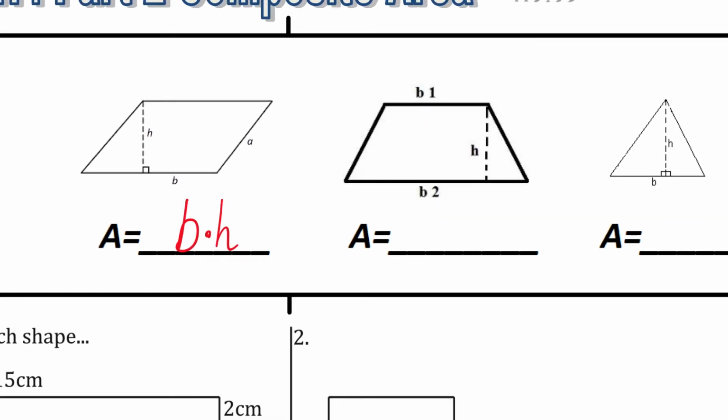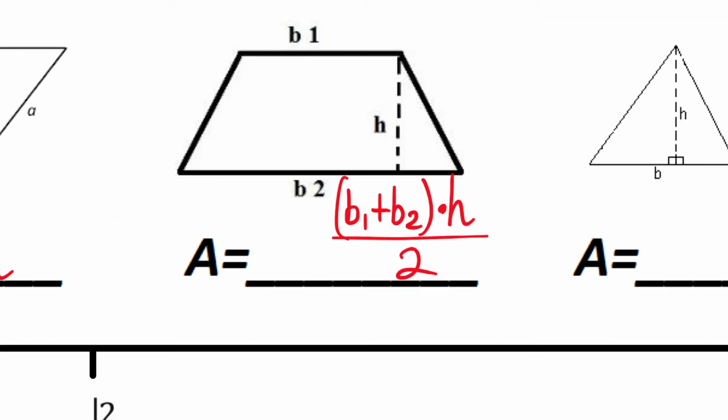Okay, what's this next one? What shape is that? Trapezoid. How do we find the area of that? B1 plus B2 times H divided by 2. There you go. Base 1 plus base 2 in parentheses times the height divided by 2.